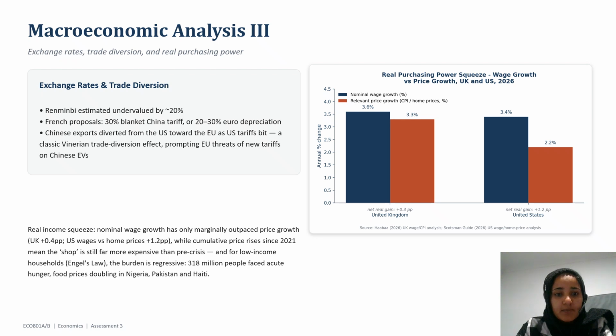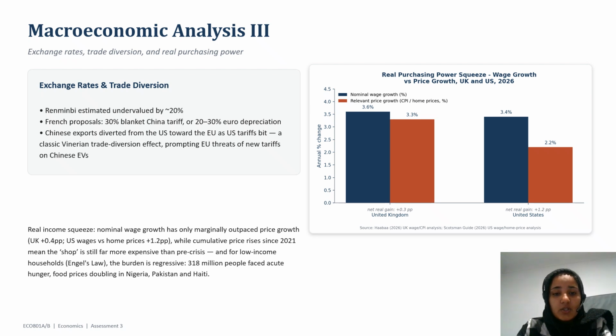The Chinese renminbi is estimated to be undervalued by around 20%, making China's exports more competitive. It also mentioned that tariffs on Chinese goods caused some exports to shift from the United States to the European Union. This is known as trade diversion, where trade moves from one market to another because of changes in trade policies. Now let's look at the chart on the right.